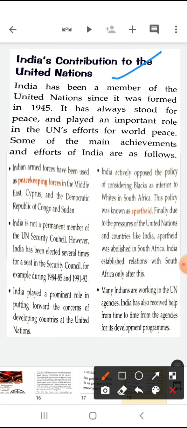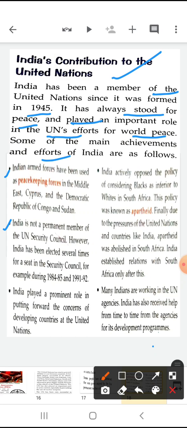Now we have India's contribution to the United Nations. India has been a member of the United Nations since it was formed in 1945. It also stood for peace and played an important role in the UN's effort for world peace. Some of the main achievements and efforts of India are as follows. First of all, the Indian Armed Force has been used as a peacekeeping force in the Middle East, Cyprus, the Democratic Republic of Congo and Sudan.